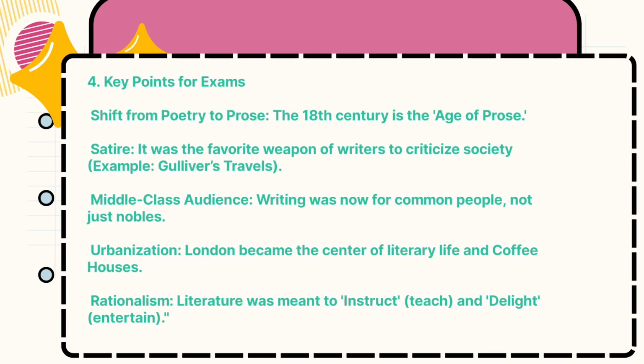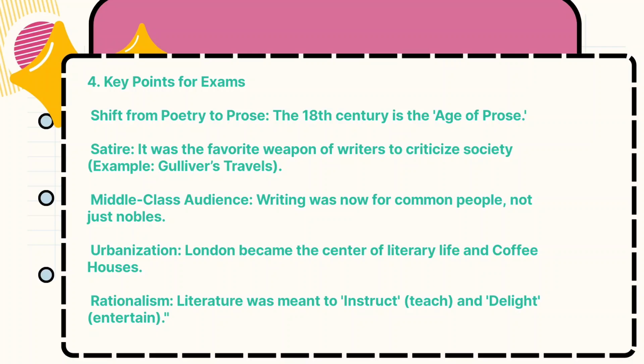Let's talk about key points for exams. If you're writing an answer on this topic, make sure to mention these 5 points, okay? First one is shift from poetry to prose. The 18th century is the age of prose. Satire, it was the favorite weapon of writers to criticize society. Example, Gulliver's Travels. Middle class audience. Writing was now for common people, not just nobles.